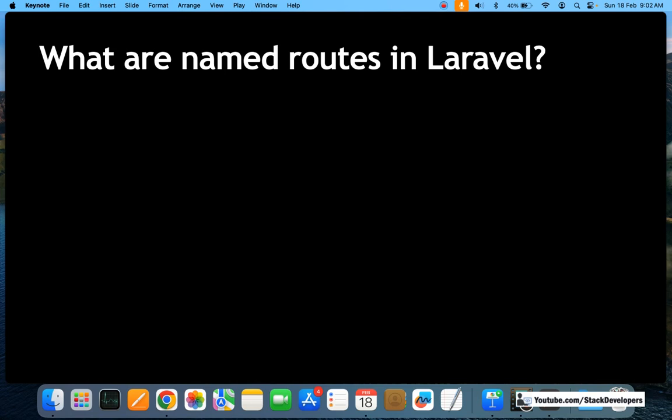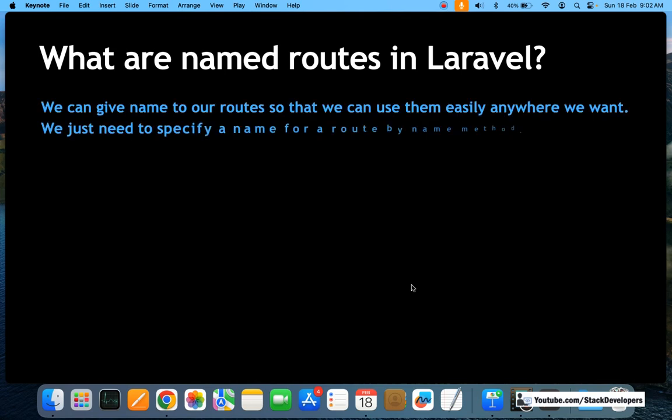What are named routes in Laravel? Okay, so we can give names to our routes so that we can use them easily anywhere we want. We just need to specify a name for a route by the name method. So we can give a name to any route in Laravel, so that we can use it anywhere. In models, controllers, we can use those routes anywhere after just providing a simple name to the route. Let's see its example.